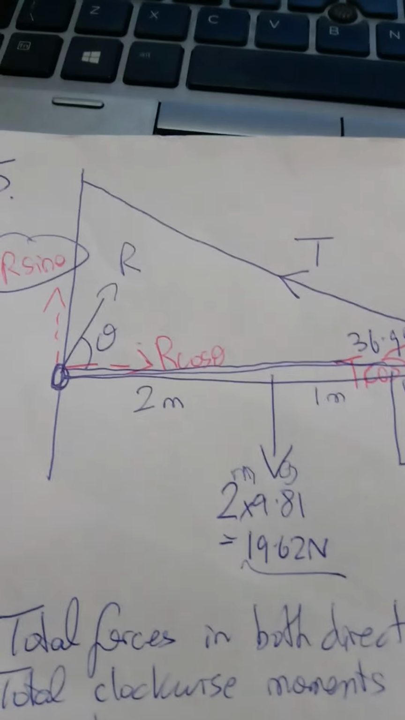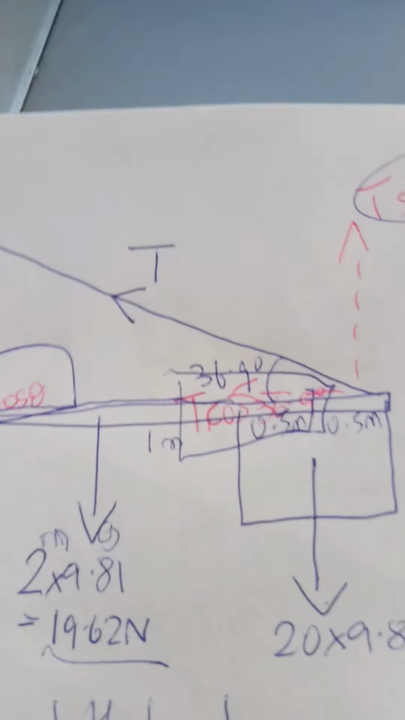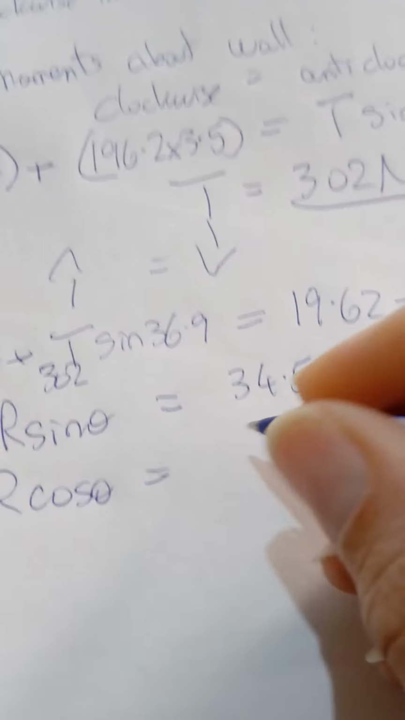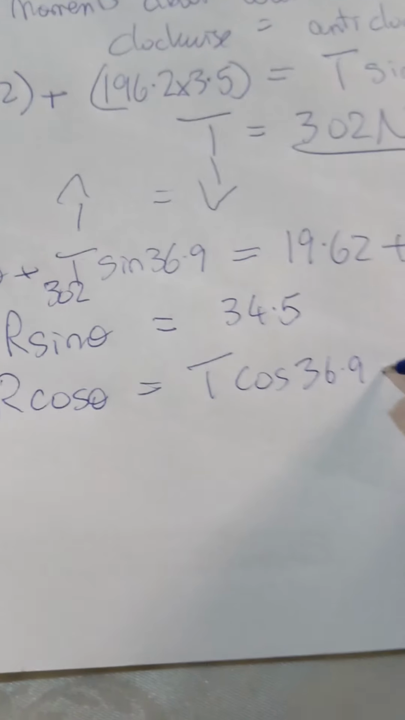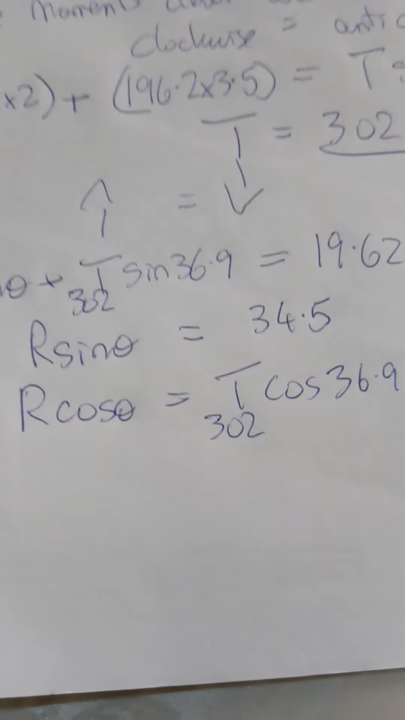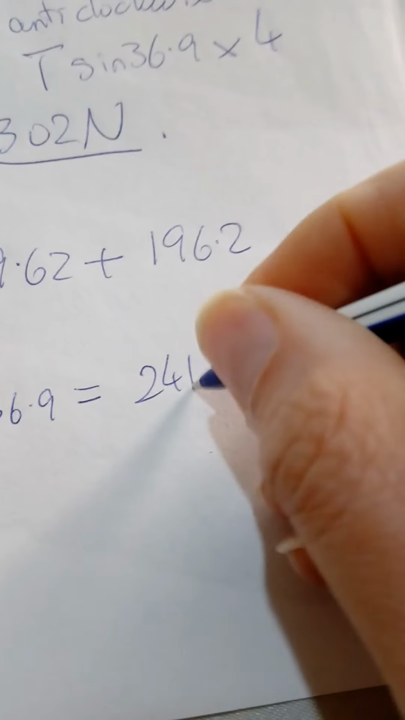We can also look at the forces horizontally. R cos theta must be equal to T cos 36.9. So I'll write down R cos theta, to the right, equals T cos 36.9, and we also know that T is 302 as before, so we can work that out, and that works out to be 241.5.